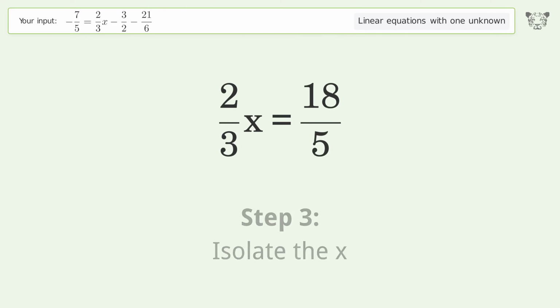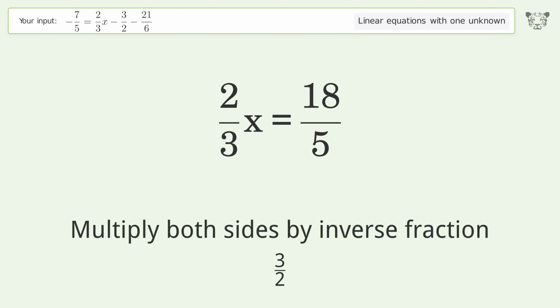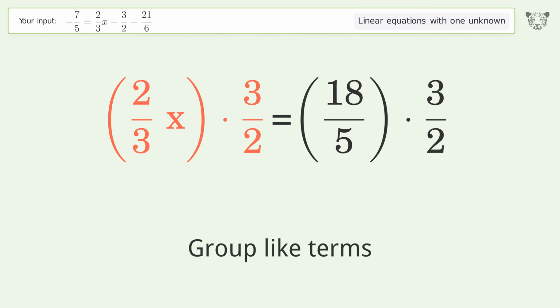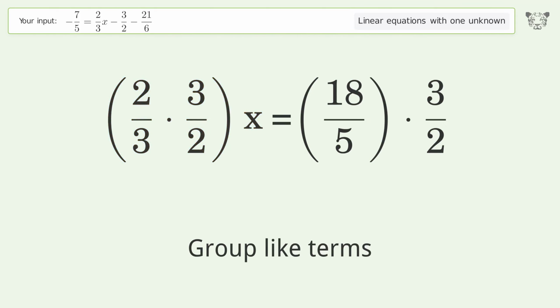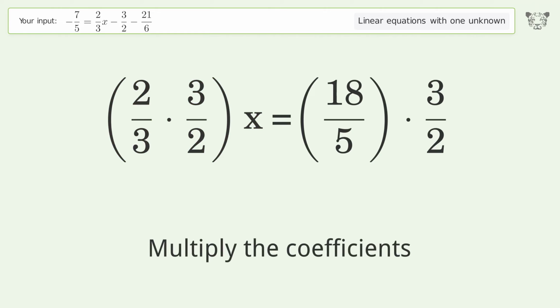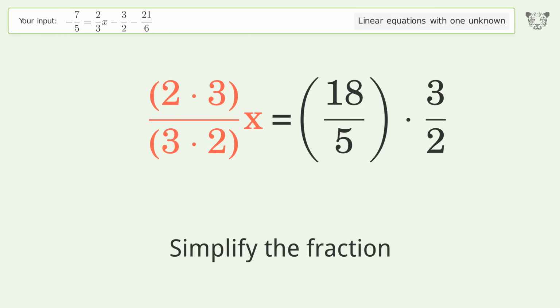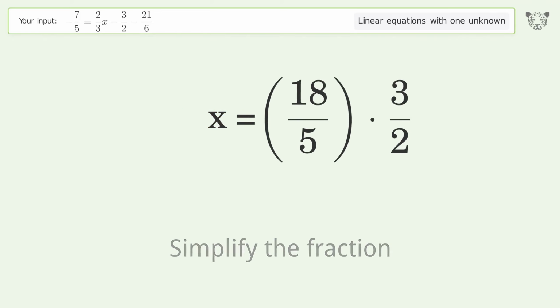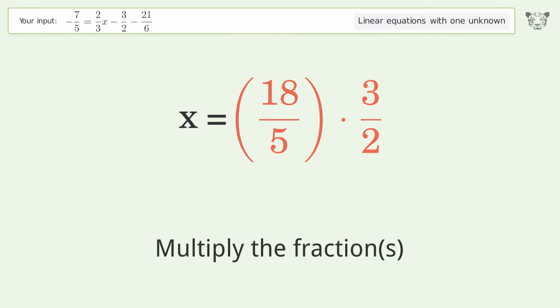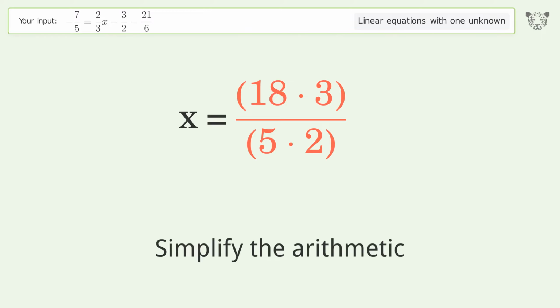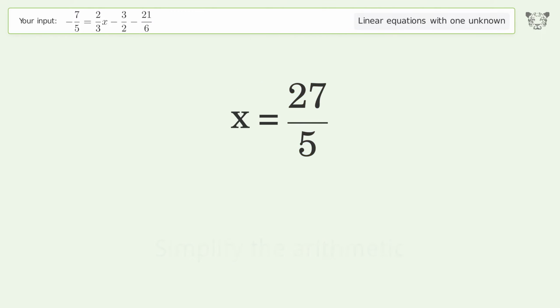Isolate the x. Multiply both sides by inverse fraction 3/2. Group like terms. Multiply the coefficients. Simplify the fraction. Multiply the fractions. Simplify the arithmetic. And so the final result is x equals 27/5.